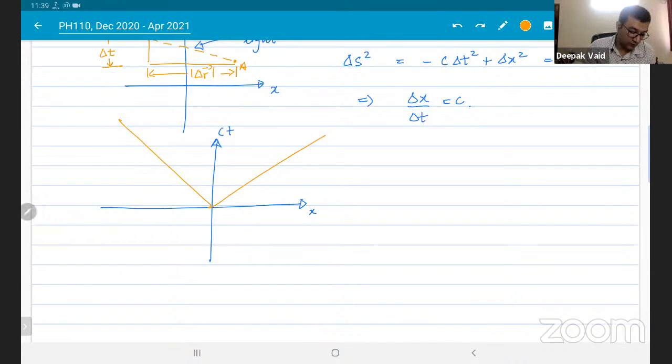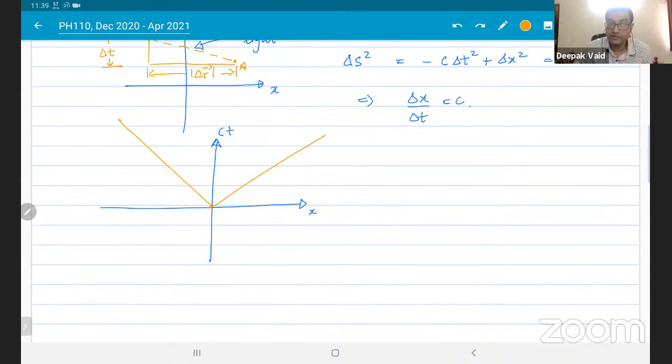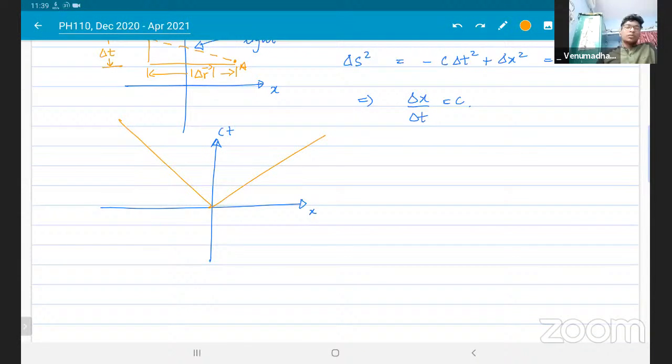So what do these lines represent? These 45-degree lines? Objects moving with the speed of light, sir. Okay. Somebody other than Venu Madhav next time.